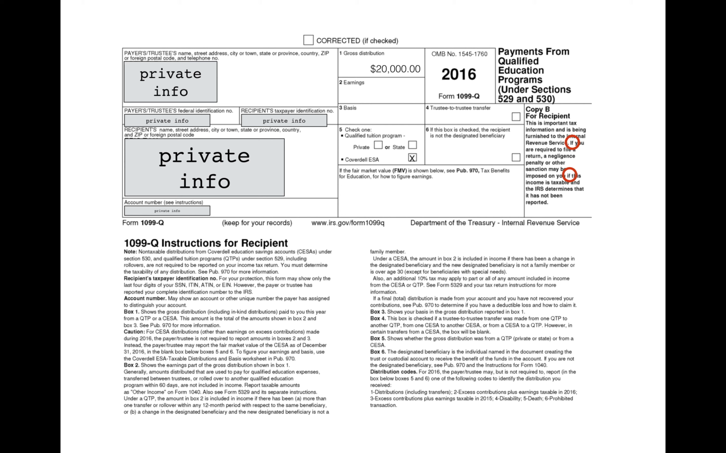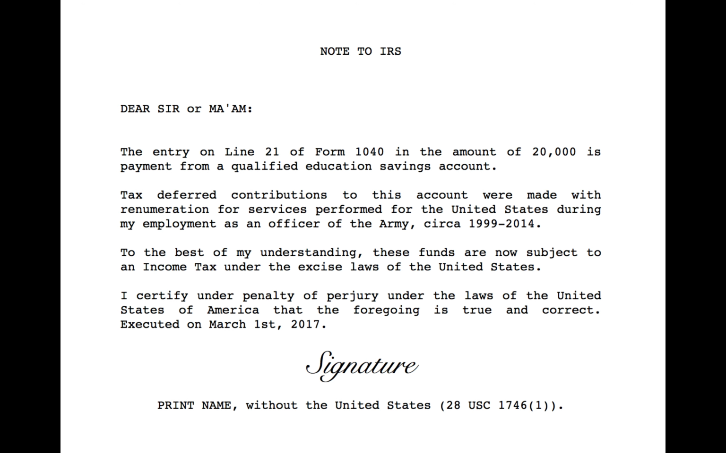But anyway, this money is taxable income. I am required to file it, and it is taxable income. Therefore, I did not put a checkbox on the corrected form. Instead I wrote a note to the IRS, and I wrote: entry on line 21 of Form 1040 in the amount of $20,000 is payment from a qualified education savings account.